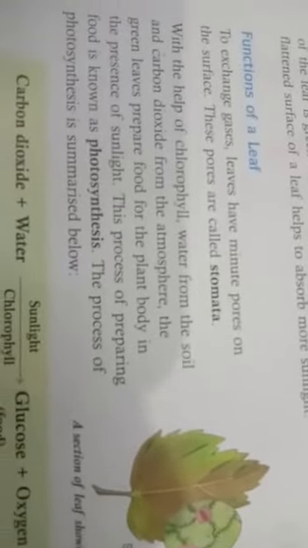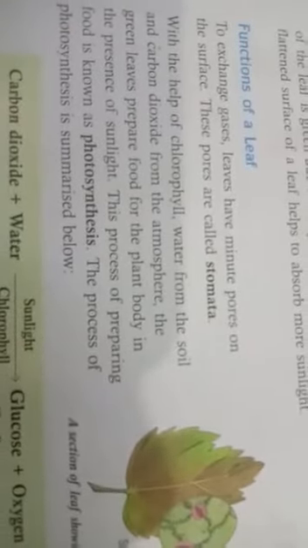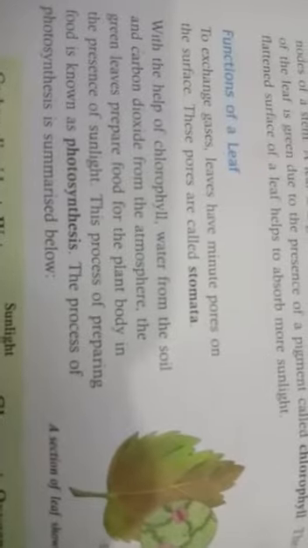Function of a leaf. The important function of a leaf is to exchange gases. Leaves have minute pores on the surface. These pores are called stomata. As you see in the figure, there are minute pores on the surface. If you pick up a leaf and hold it in the direction of the sunlight, you see small pores on the lower surface of the leaf, and these pores are called stomata.